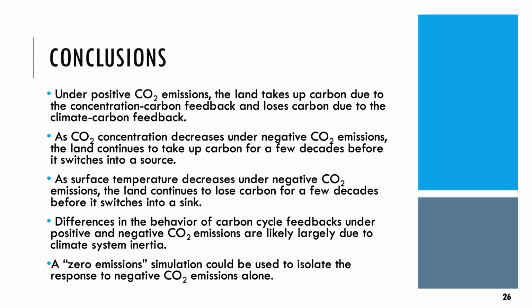So here are my conclusions. Under positive CO2 emissions, the land takes up carbon due to the concentration carbon feedback and then loses it due to the climate carbon feedback. As the CO2 concentration decreases under the negative CO2 emission phase, we see that the land continues to take up carbon for a few decades before it switches into a source. But with a decrease in surface temperature, we see that the land continues to lose carbon for a few decades before it switches into a sink.